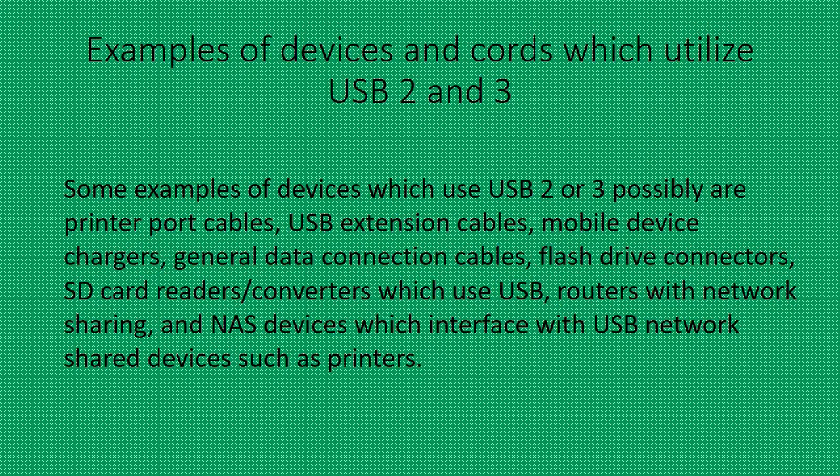Examples of devices and cords which use USB 3 and USB 2. Some examples of devices which use USB 2/3 possibly are printer port cables, USB extension cables, mobile device chargers, general data connection cables, flash drive connectors, SD card readers/converters which use USB, routers with network sharing, and network attached storage devices which interface with USB network shared devices such as printers.